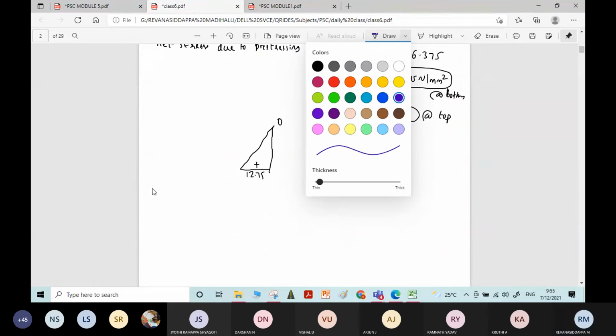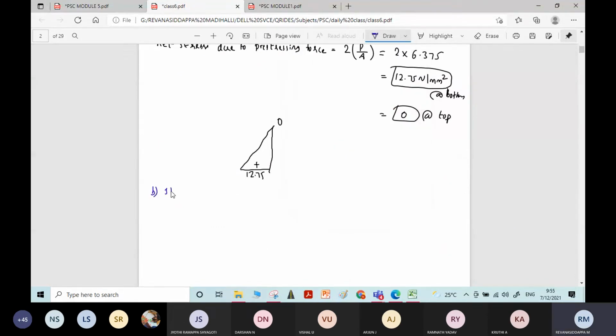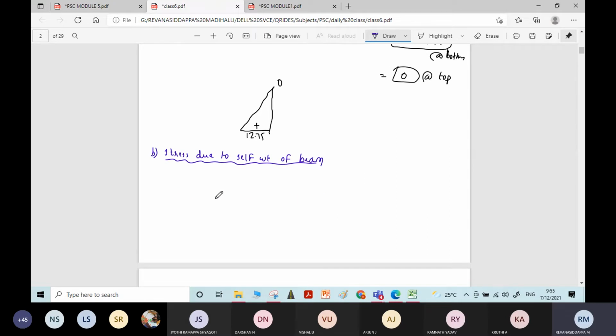B, stress due to self-weight of beam. This you can easily find. You all know how to find the self-weight stresses. Correct? Find the self-weight of the beam first, then find the section modulus. Moment due to self-weight divided by section modulus, M by Z, will give the stress due to the self-weight. Correct?